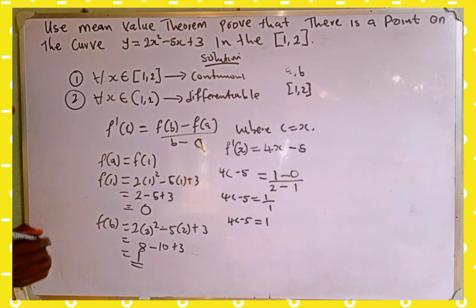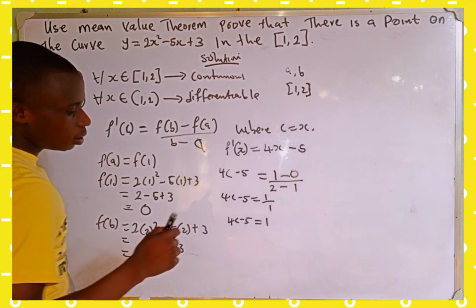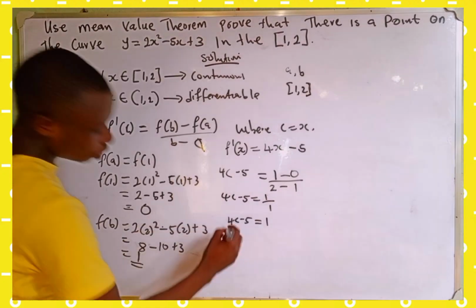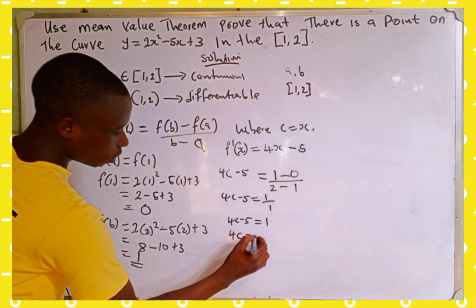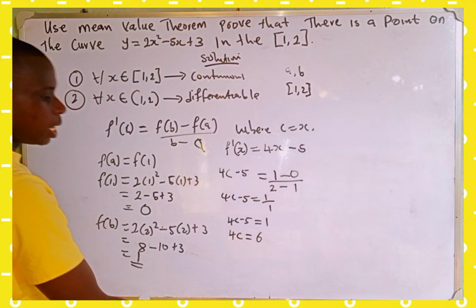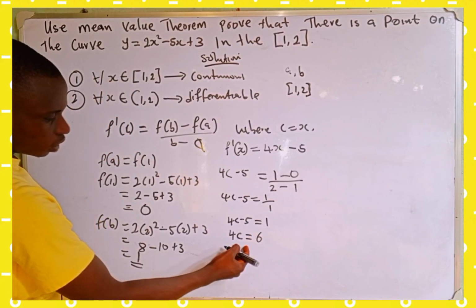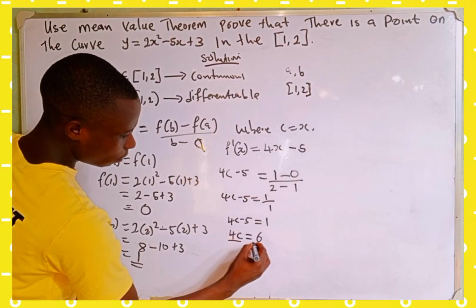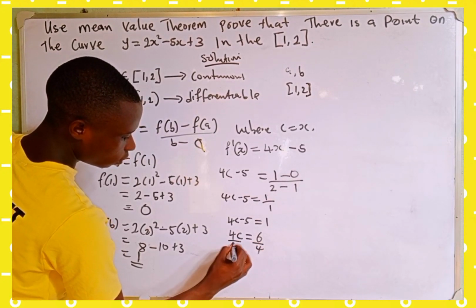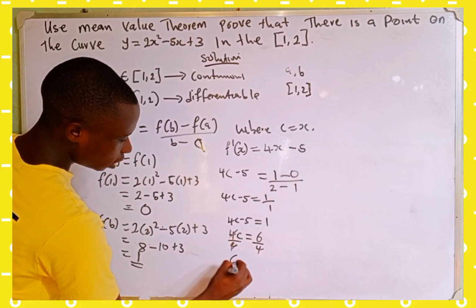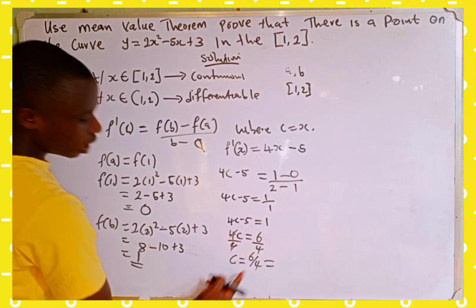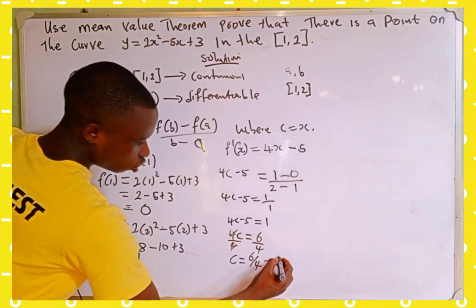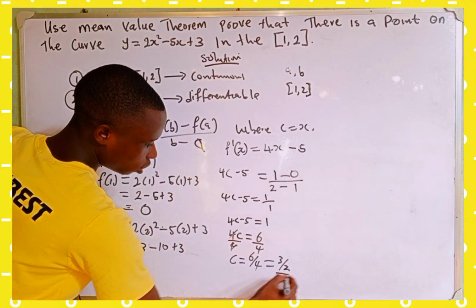Now we are going to look for the value of c. First of all, we add 5 to both sides. It's going to be 4c, which is equal to, if you add 5 to 1, 6. Now, the next thing is to divide both sides by the coefficient of c, which is 4. 4 will cancel 4. c now is equal to 6 over 4. And 6 over 4 can also be written as 3 over 2.